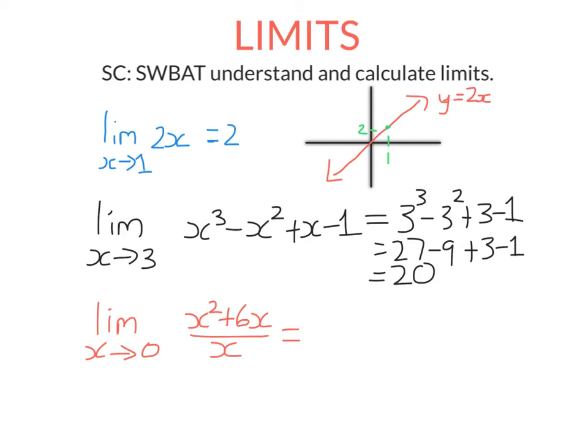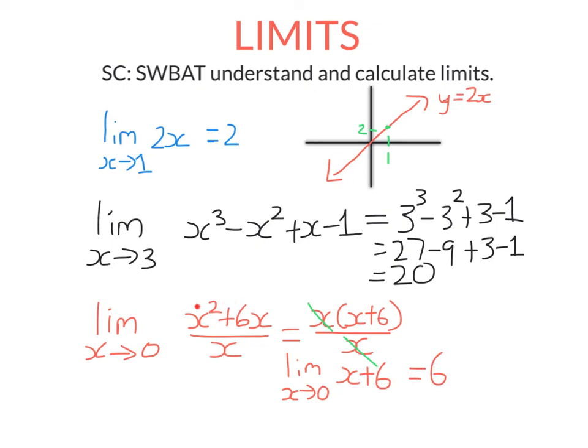What I can do is factorize the top, and then I leave the x on the bottom. Now I can cancel out the x's because they're both being multiplied. So this limit as x approaches 0 of this is the same as the limit as x approaches 0 of x plus 6. So, substituting in x equals 0 to this, I just get the value 6.